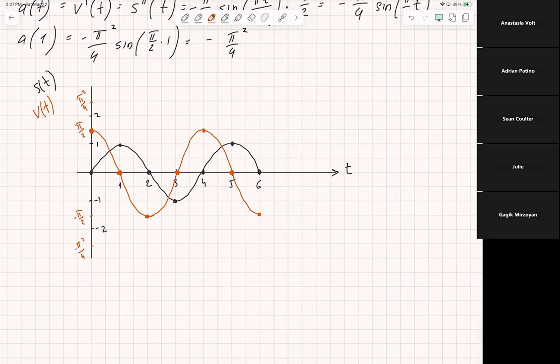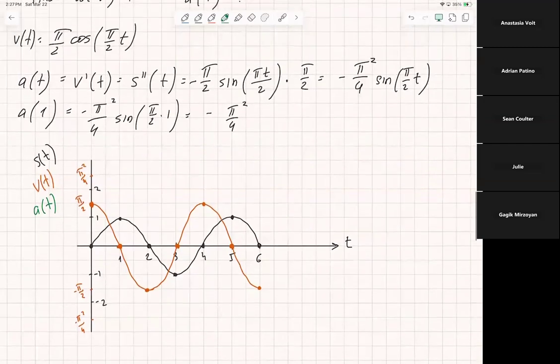And the last one would be the acceleration function. Let me do it in green. So what we know about the acceleration function, for now we have only a of 1, right? So that's the only point we know so far. It's going to be negative pi squared over 4. So we have a of 1 is negative pi squared over 4 right here. Now let's calculate what happens at 0. Well, it's going to be sine of 0, so that's going to be 0, right? So we would have a point right here.